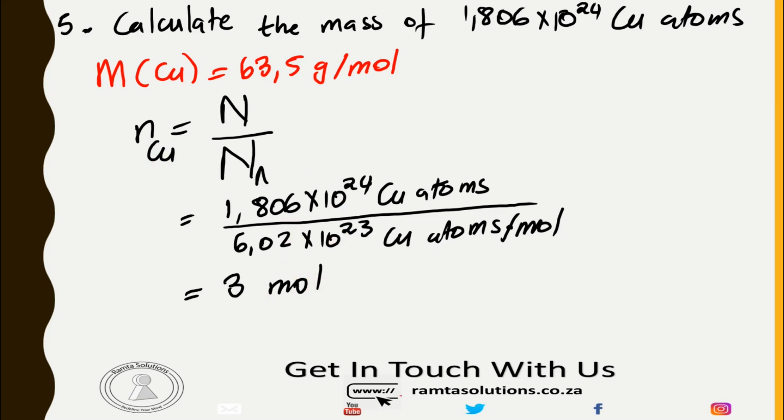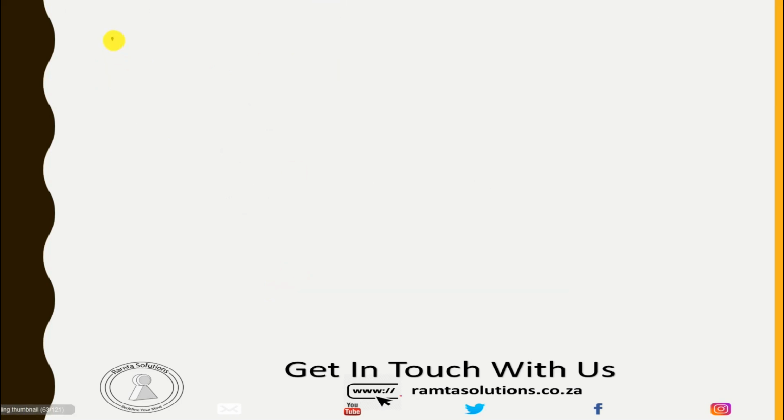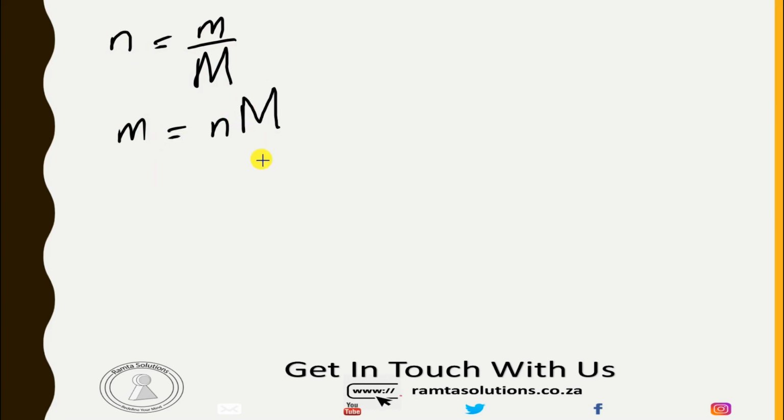Now, proceeding, we also know that number of moles is equal to mass over molar mass, right? What are we looking for? We are looking for mass. So we'll say mass is equal to number of moles times molar mass. Okay, so we said our number of moles, we had 3. Molar mass of copper was 63.5.